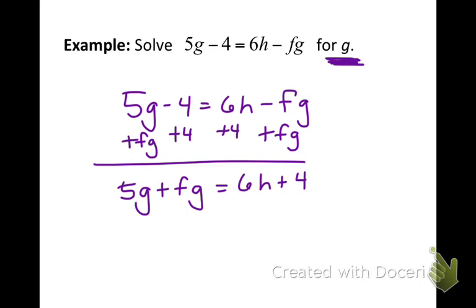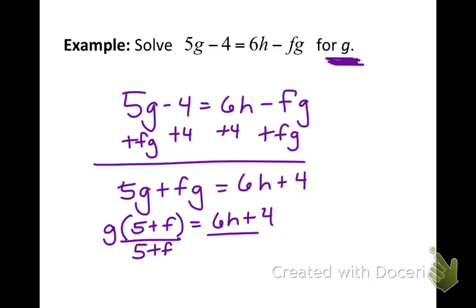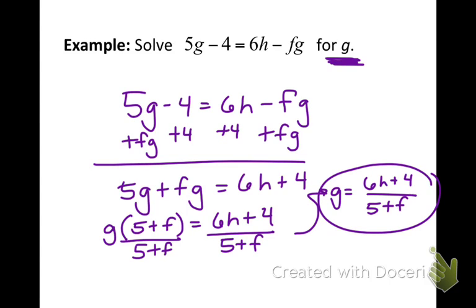A common factor of these 2 terms would be G. Good. So factor it out, which leaves me with G times 5 plus F equals 6H plus 4. And my last move is going to be to divide by 5 plus F. I can't simplify that any further, so that's just going to be your answer. So G equals 6H plus 4 over 5 plus F.